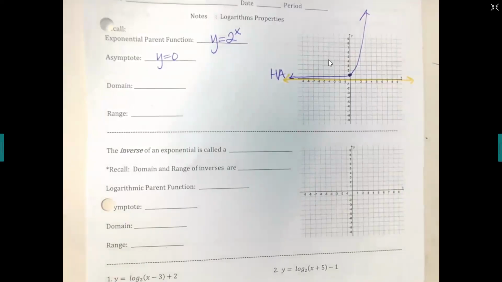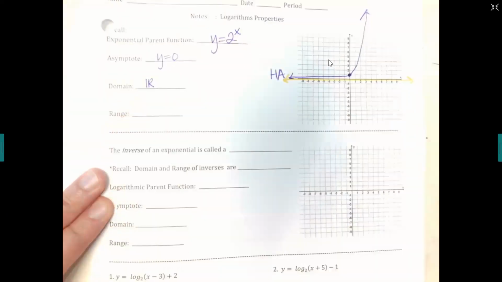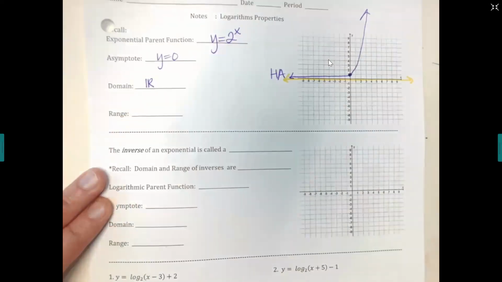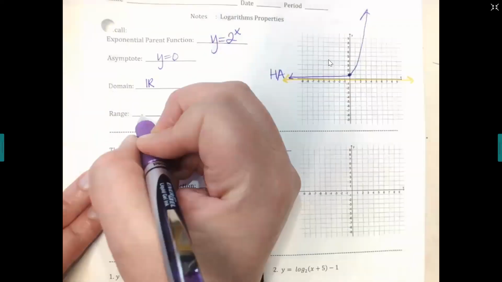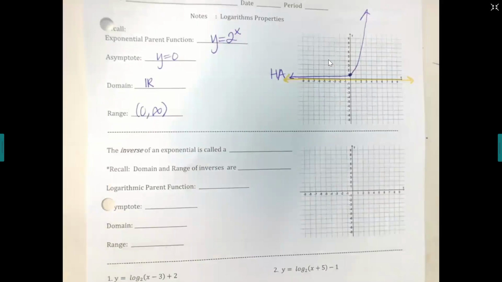What was the domain for this graph? Do you remember? All real numbers is correct. What about the range? What's the lowest that it can go? 0, and the highest it can go is infinity. Also remember that on the 0, we gave it a parentheses because I get closer and closer and closer to 0. But remember, I'm not actually gonna get there because I can't touch that line.